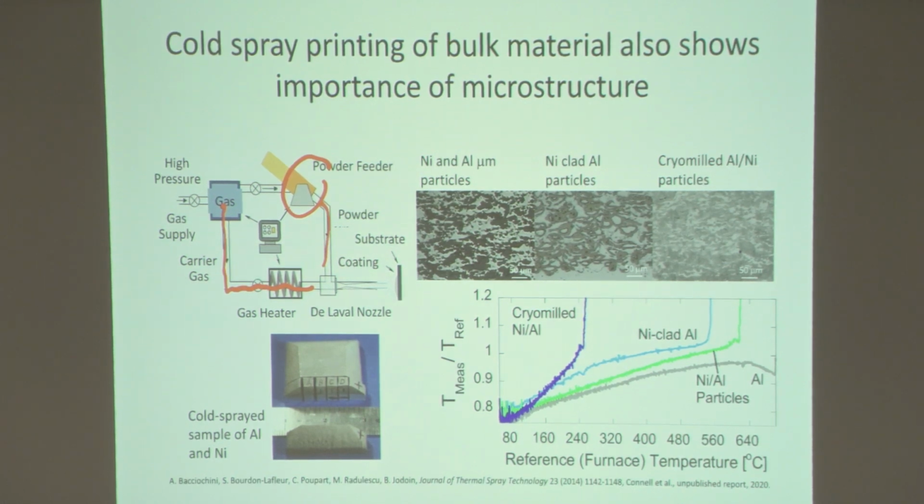In the first case, nickel and aluminum powders were sprayed separately. If you look at a cross-section of what it looks like, you see something like this, where I think the lighter color is the aluminum and the darker color is nickel. If you started off with aluminum particles that had basically a nickel shell around them and sprayed them, you get a cross-section that looked like this. And if you started off with cryomilled aluminum nickel particles, such that the particles themselves already had nanoscale features all throughout them, you got a cross-section like that, okay?